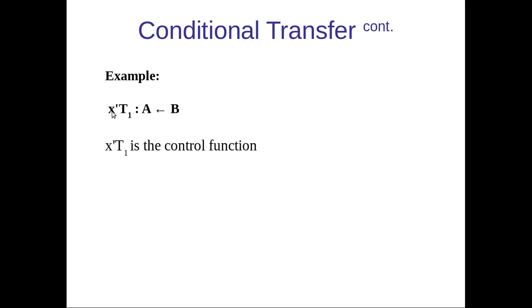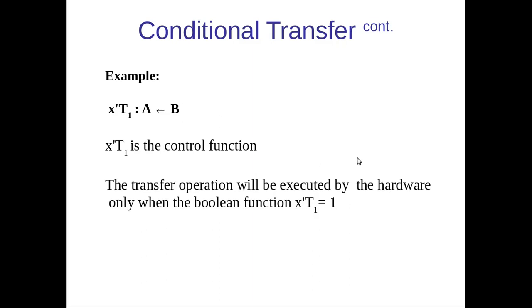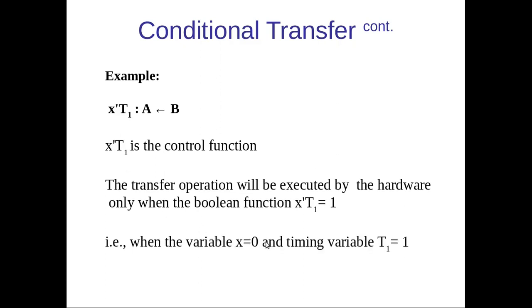So whenever the value of x't1 is equal to 1, this transfer operation will work. Otherwise, the transfer operation will be executed by the hardware only when the Boolean function x't1 is equal to 1. So this x't1 will become 1 when x is equal to 0 and the timing signal t1 is equal to 1, because here we have x complement. If the value of the control function is 0, then this transfer will not take place. That's about the conditional transfer.